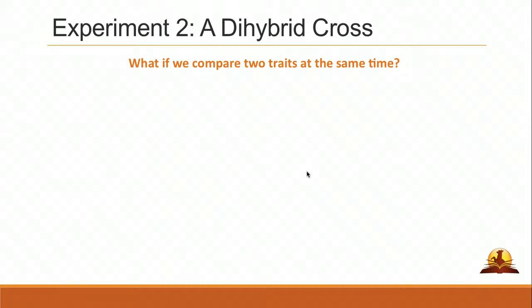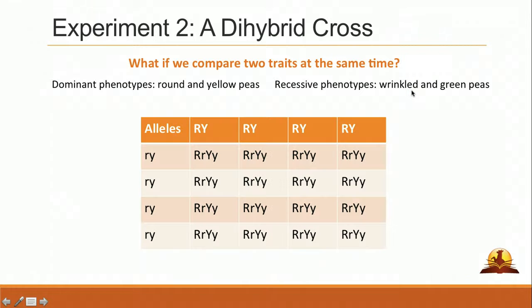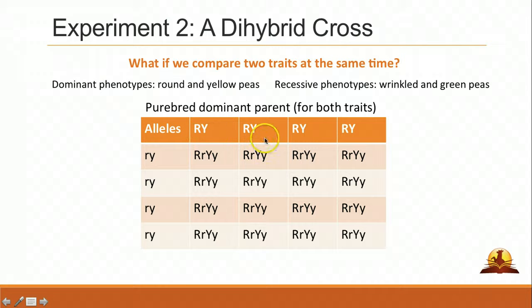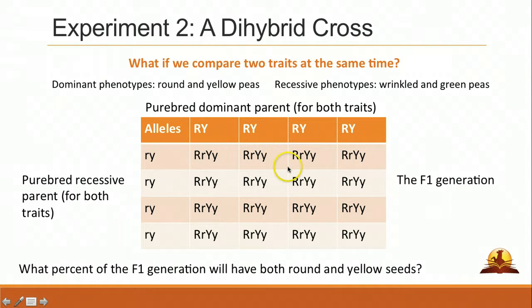So next thing that he did was called a dihybrid cross. What if he compared two traits at the exact same time? So he says dominant is round and yellow and recessive is wrinkled and green. And just to save time, this is what he did. He crossed them all. A purebred dominant, capital R, Y, capital R, Y, and then this is a purebred recessive for the other parent. Then when they cross the F1 generation, this is what they get.